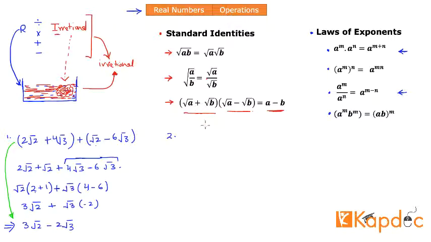Okay, simplify 8 times square root of 15 divided by 2 times square root of 3. So in this case, we are going to make use of this standard identity here. So we can rewrite the above division as 8 times square root of 15. It can be written as square root of 5 times square root of 3, right? Because 5 times 3 is 15 and we are applying this specific standard identity, okay?